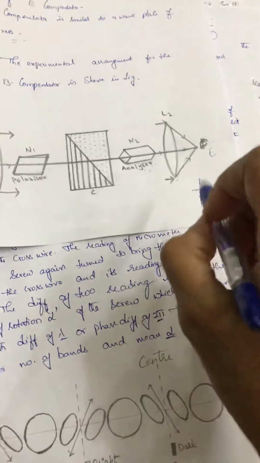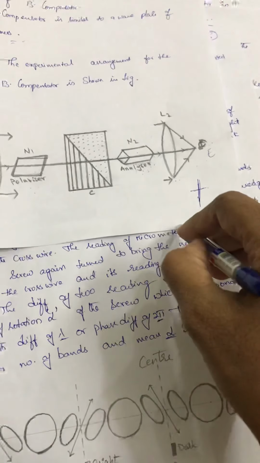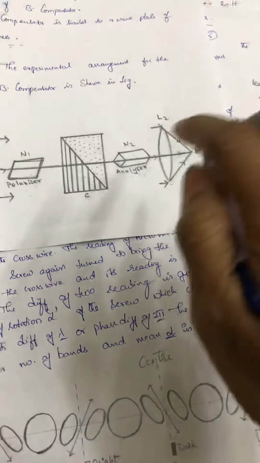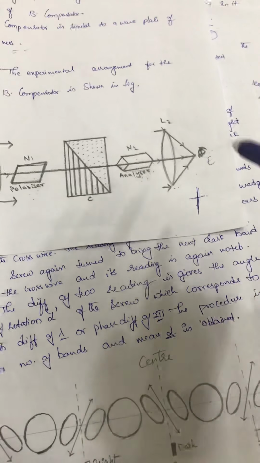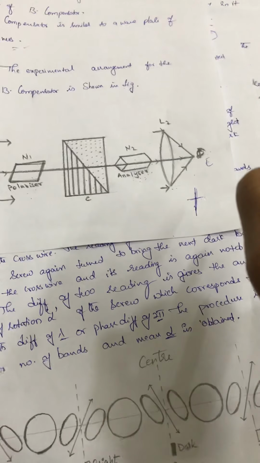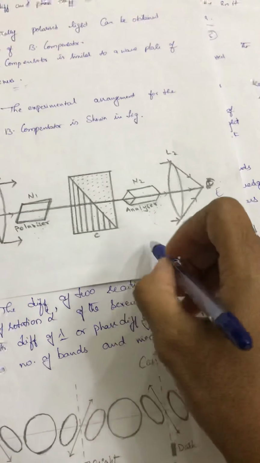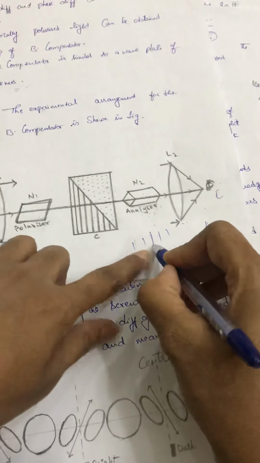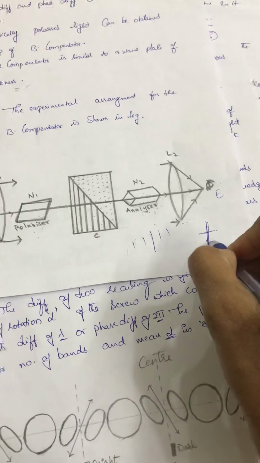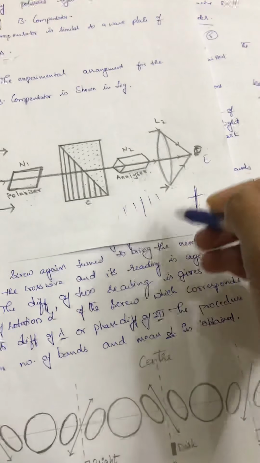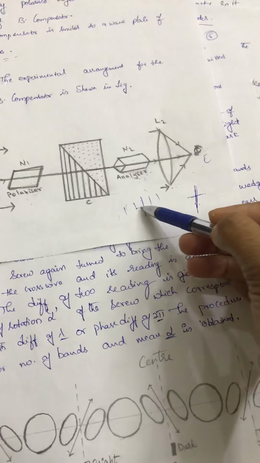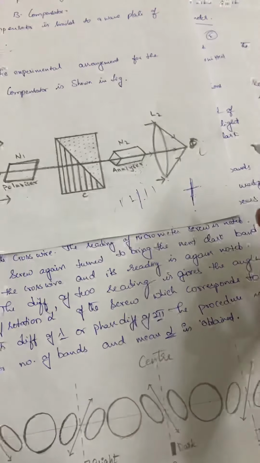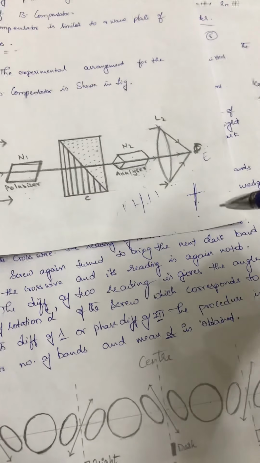Now the screw is turned again to bring the next dark band onto the crosswire, and its reading is again noted. The difference of the two readings gives the angle of rotation alpha of the screw. Understand? First the center dark band is focused on the crosswire and the reading noted down. After that, with the micrometer screw, the second dark band is focused on the crosswire, and the reading noted. The difference of the two readings gives the angle of rotation alpha of the screw.